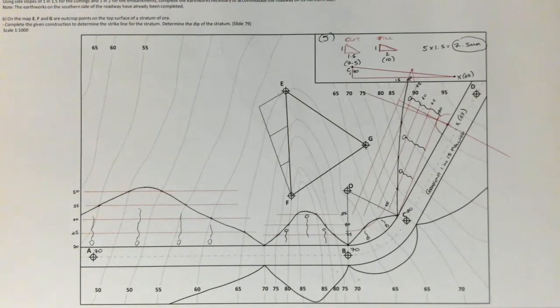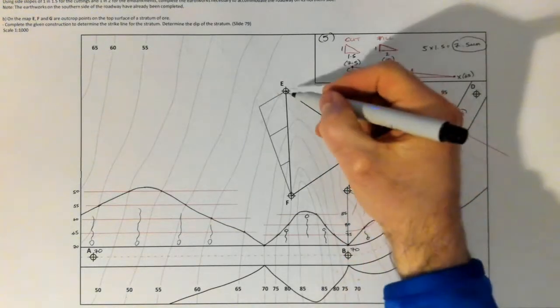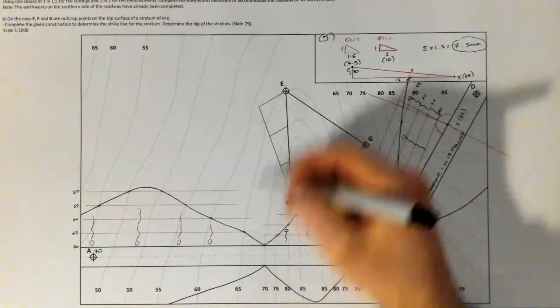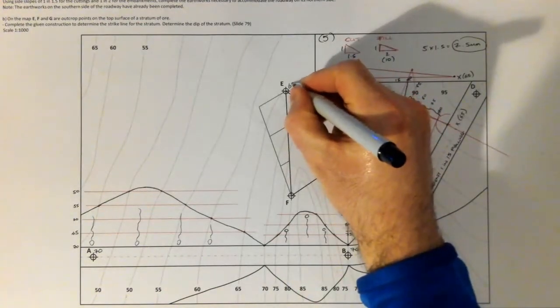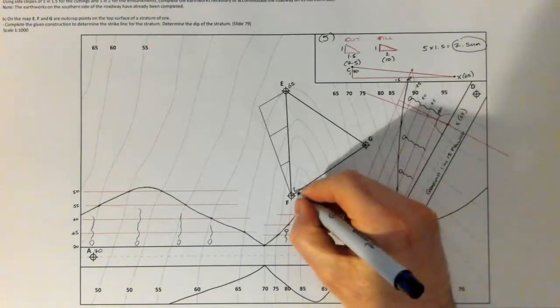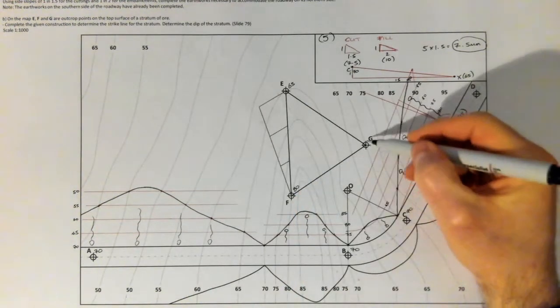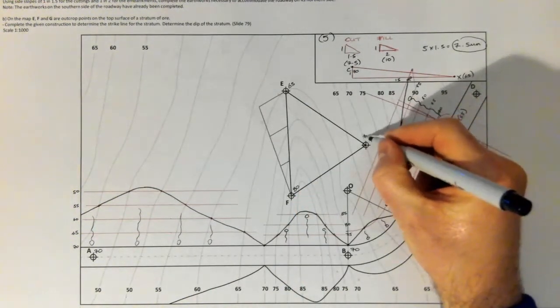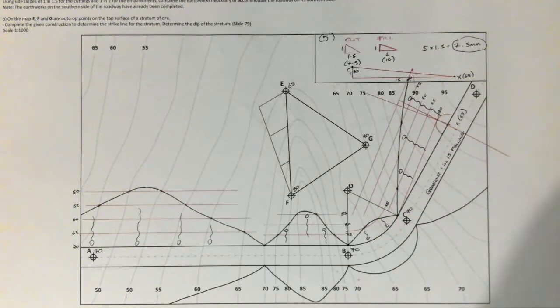Now, just the part B of that question. It says on the map E, F and G are outcrop points on the top surface of the stratum of ore, and E is at an altitude, if we follow the contour, it's actually at 65. F is at an altitude of 80, and G is at an altitude of 70. And they are outcrop points on the top surface of the stratum of ore, so they are actually on the head wall. When they say the top surface, they always mean it is the head wall.